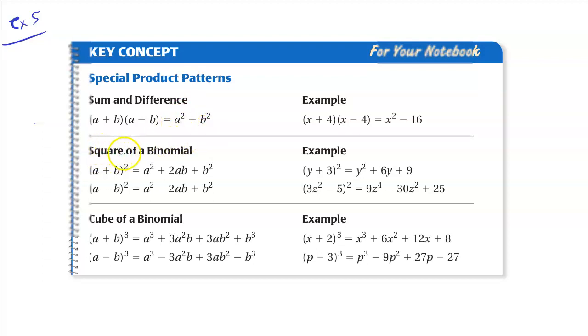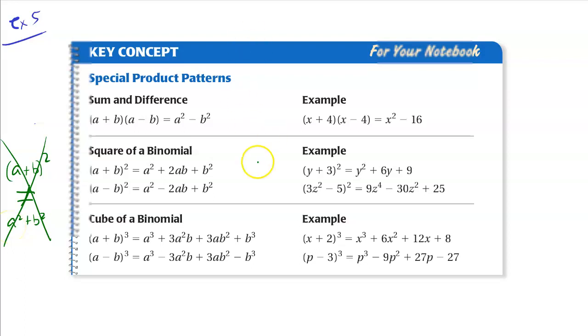The next one is a square of a binomial. And so if I just have a plus b squared or a minus b squared, the pattern that it follows is always this right here. Notice that a plus b squared does not equal a squared plus b squared. That never happens, although it's a very, very common mistake.